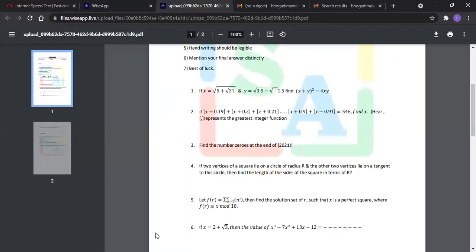Now the second question. The second question says you have to solve this equation which consists of the greatest integer function. I think everyone understood that. Now the problem in the second question is that you can find x, but you can actually find it only to two significant digits. Let me tell you what I mean.